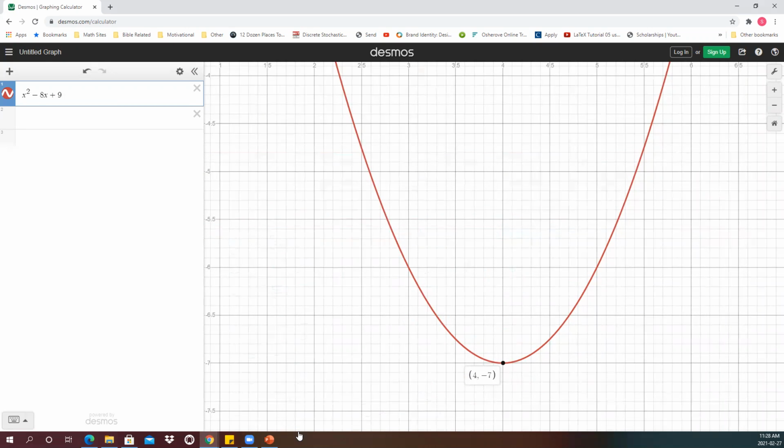So if we track the line that runs through the minimum point, which is our line of symmetry, it crosses the x-axis at +4, which is the same thing there. Clear? Okay. Clear, clear, clear, or no clear?